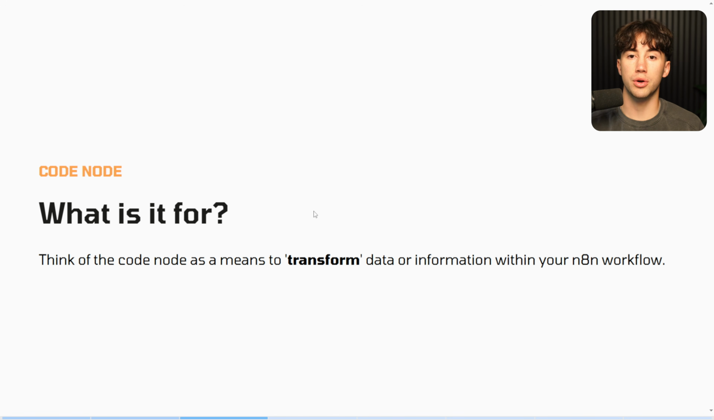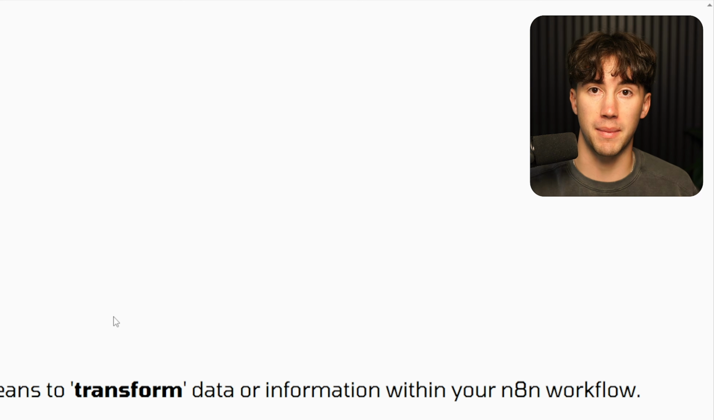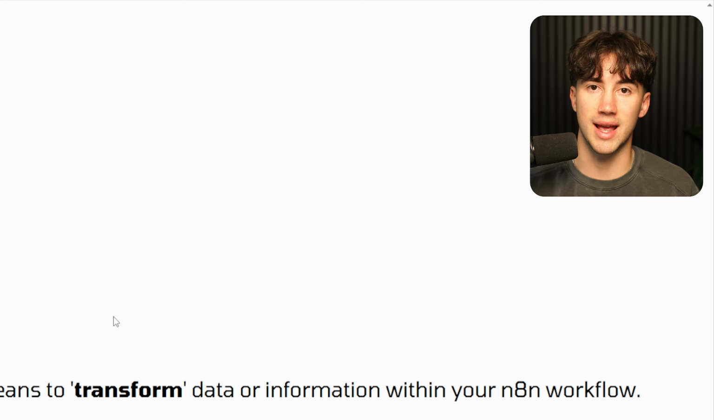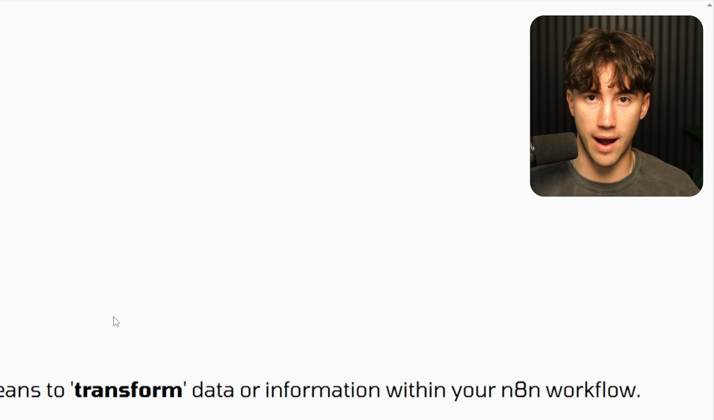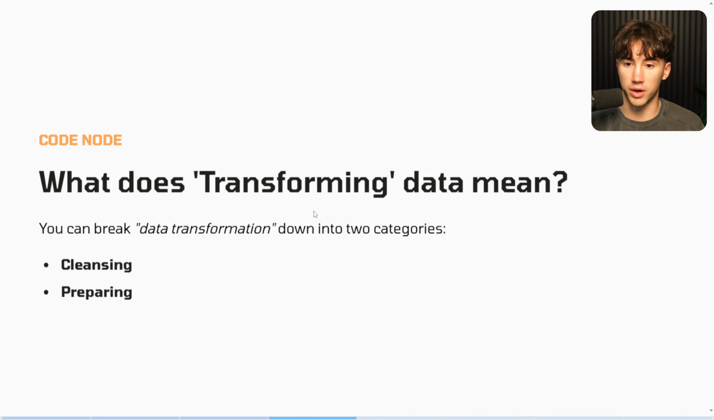So what is it for? Well, you can think of the code node as a means to transform data or information within your N8N workflow. It's very important because a lot of the nodes you use, like if you're going to start a loop, if you need your data formatted for RAG, you want to extract metadata from a web page, whatever you're trying to do, the code node is a solution. And a lot of people will run to the AI agent node and use like a structured output when really it's not necessary. So that's what it's for.